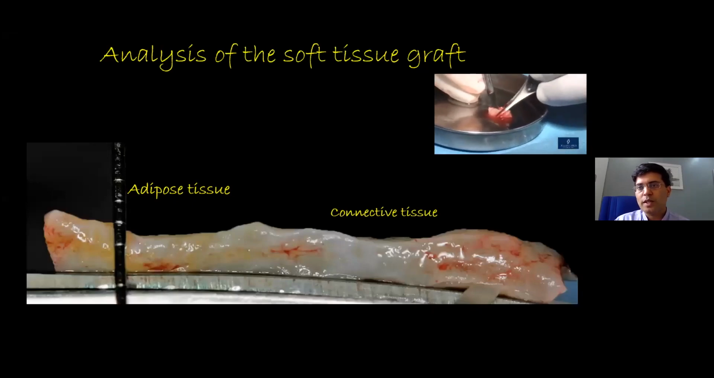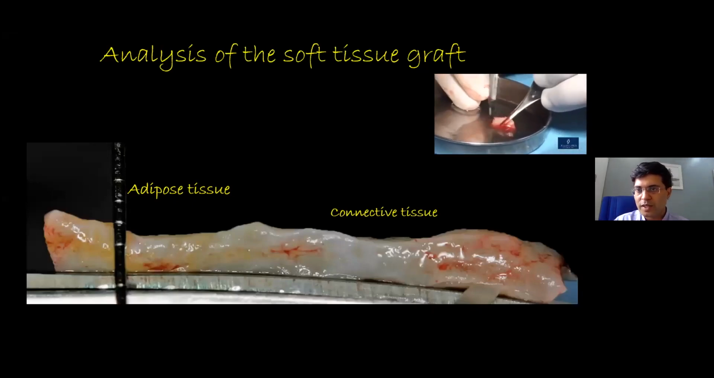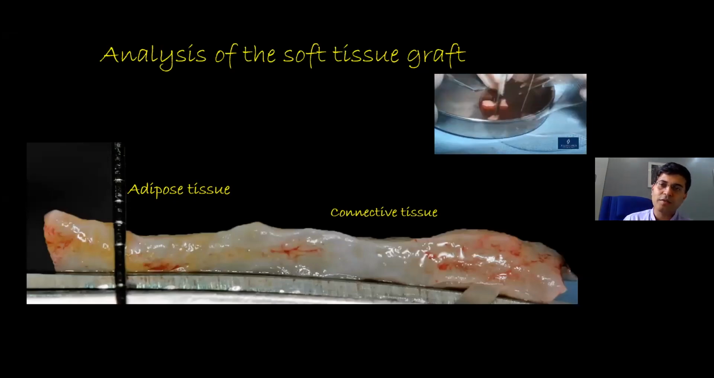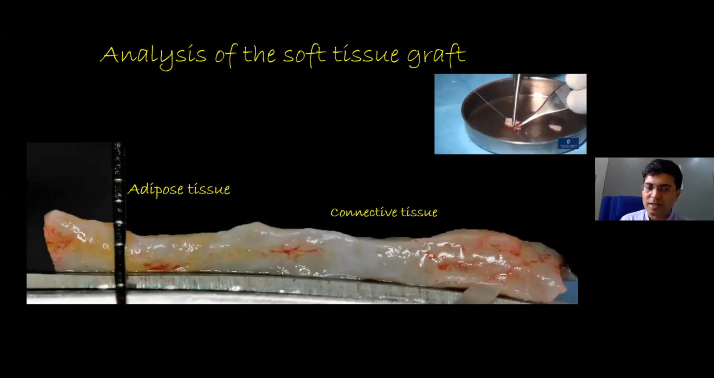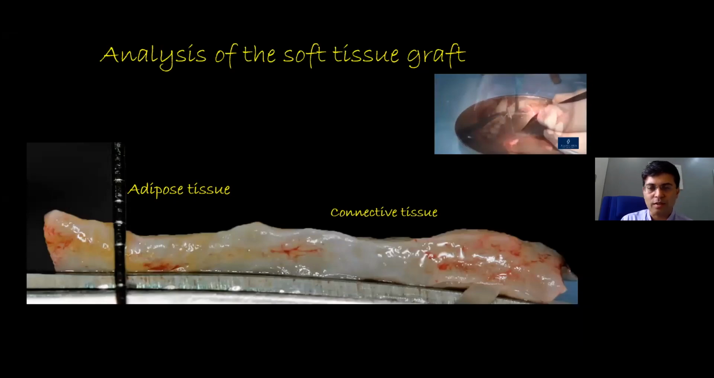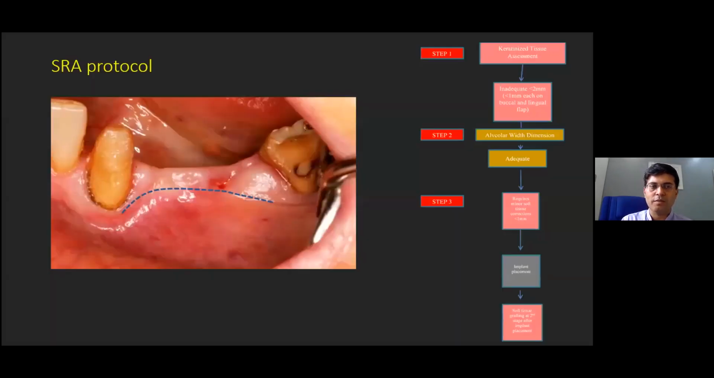We want to make sure that we have enough soft tissue, connective tissue available to us. And that connective tissue, whether we're taking a graft, for example, needs to be mainly connective tissue and less adipose tissue. Adipose tissue is the yellow tissue that you see, and adipose tissue tends to shrink. So you want to have the major bulk of your tissue, your connective tissue graft, to be connective tissue.